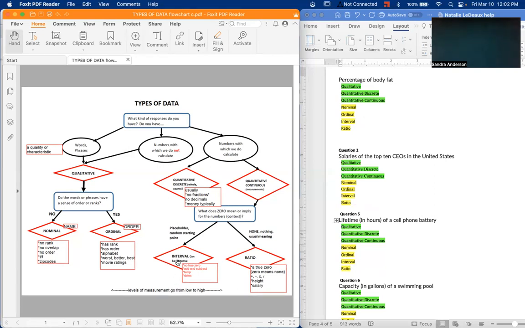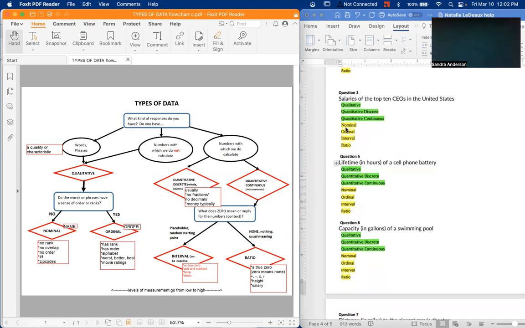And then again, you want to go down here and tell if it's interval or ratio, and you could have 0 body fat. So it has a true 0. So it's ratio, and you really wouldn't have a negative body fat.